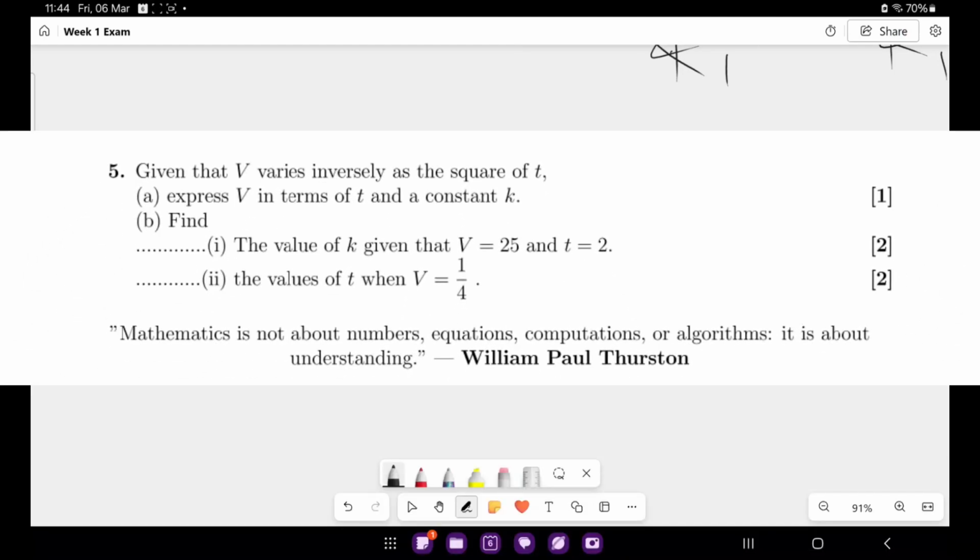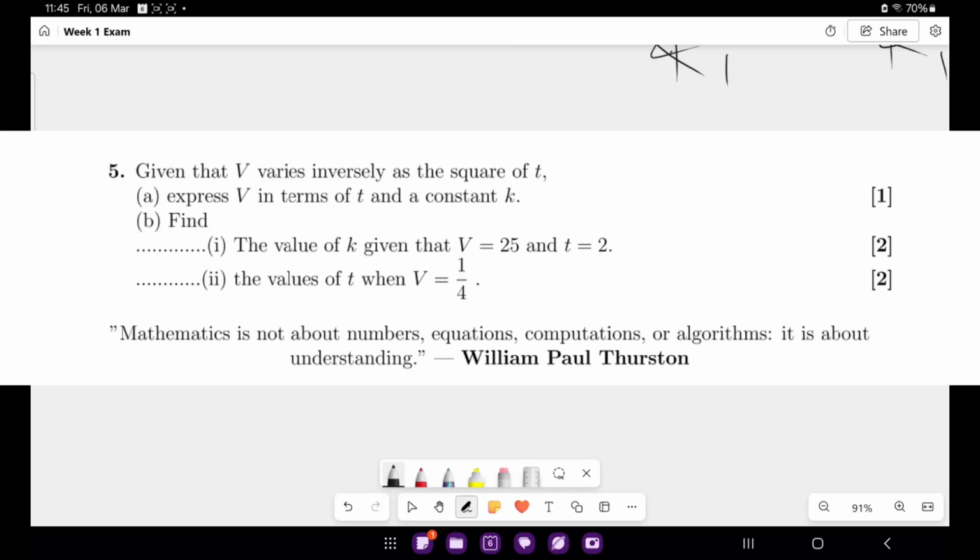Number five is a topic in variation. Yo, I love variation. It's one of my favorite topics. So it says, given that v varies inversely as the square of t, right? As the square of t. Item A says, express v in terms of t and a constant k.